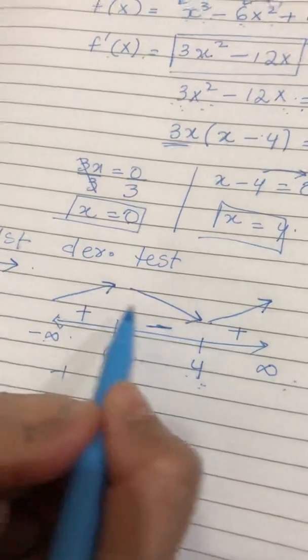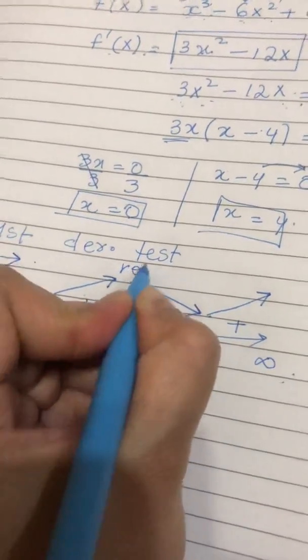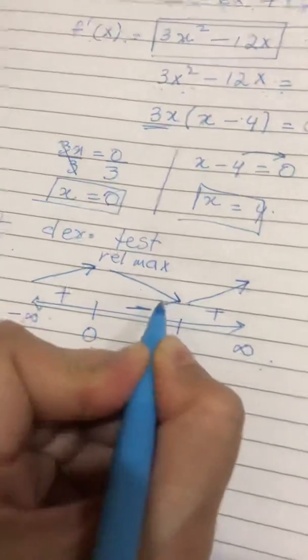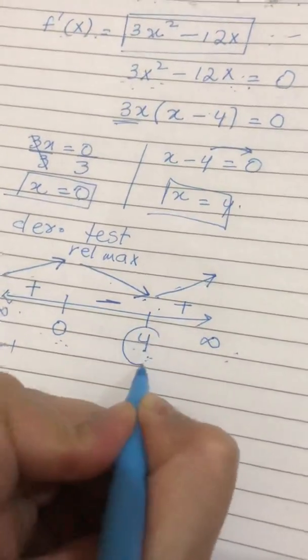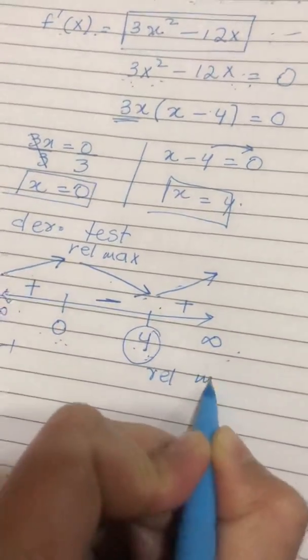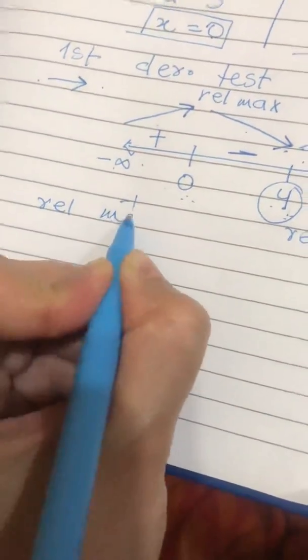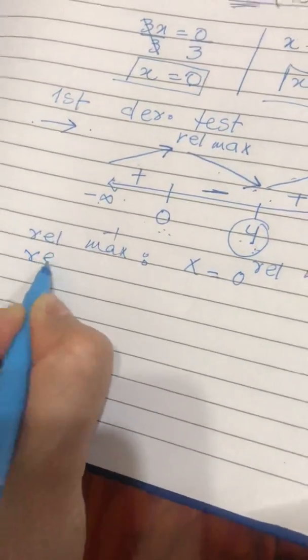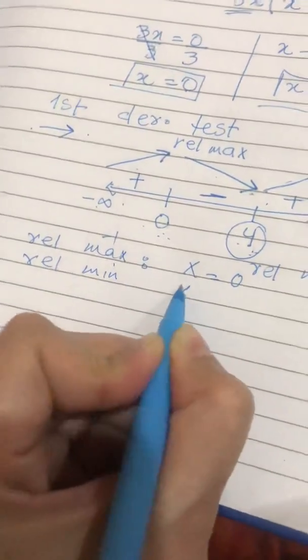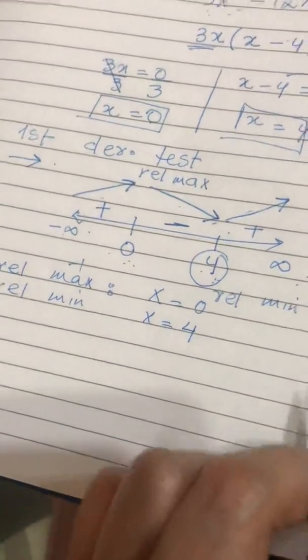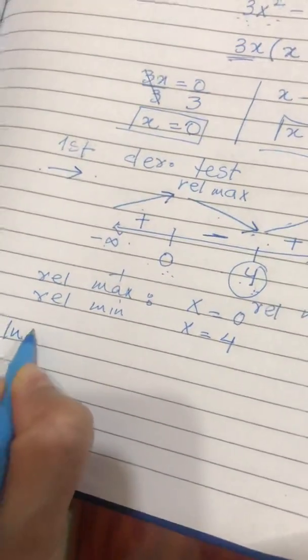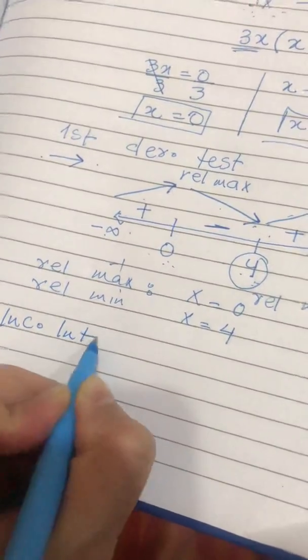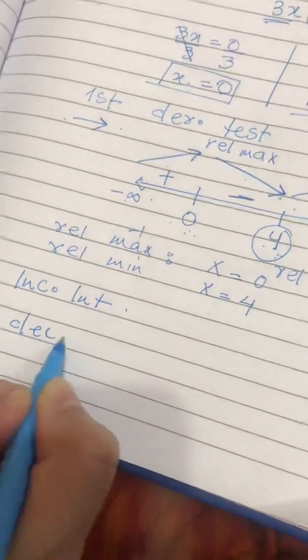As you know, with this shape you will get a relative maximum, whereas this shape shows that at 4 you have a relative minimum. So, you can say that there is a relative maximum at x equal to 0, whereas a relative minimum at x equal to 4. Now, with the help of the same number line you can say where the increasing interval is and where the decreasing interval is.